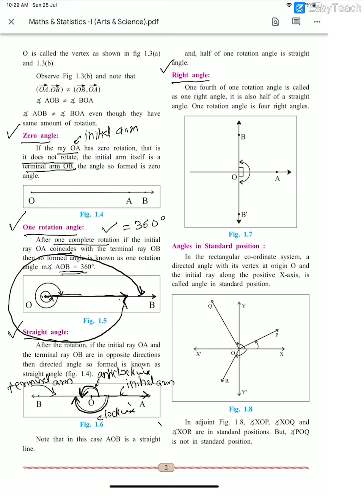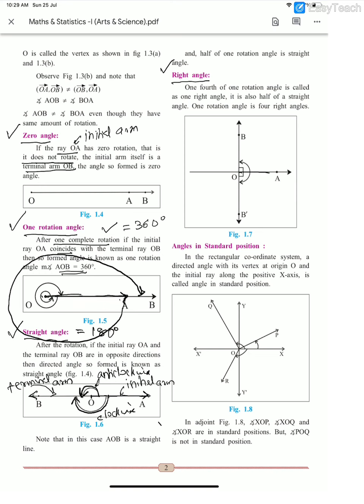But both the arms would now be along a straight line directed in the opposite direction. So that angle would be 180 degrees. Angle AOB is 180 degrees. This is a straight line angle. And the right angle is very simple.